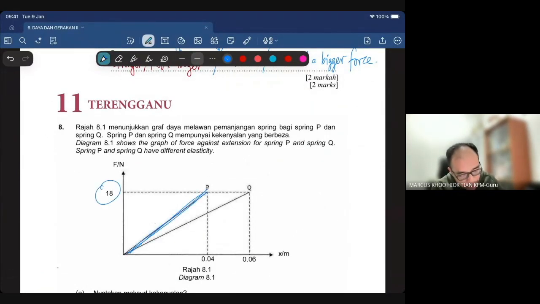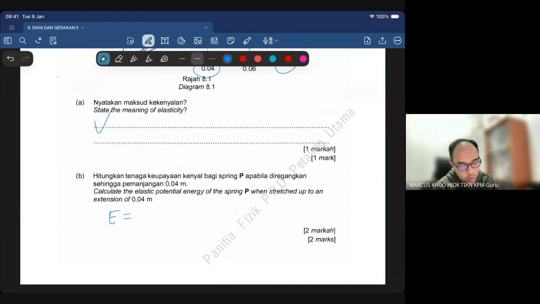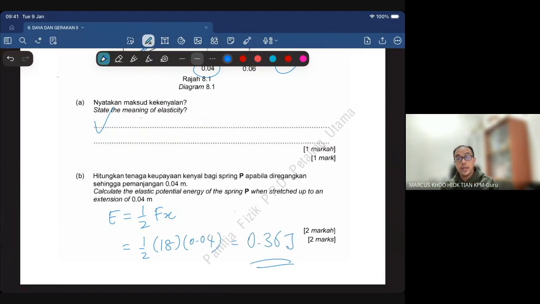The F is 18 and the X, the good news is already in meters, so there's really nothing much to this. E equals half Fx. So half times 18 times 0.04 will give you 0.36 joules. Always double check to make sure that your extension is in meters and not in centimeters. I think this is a pretty easy question.